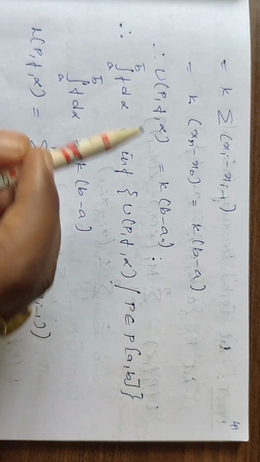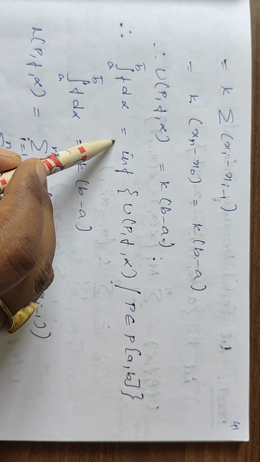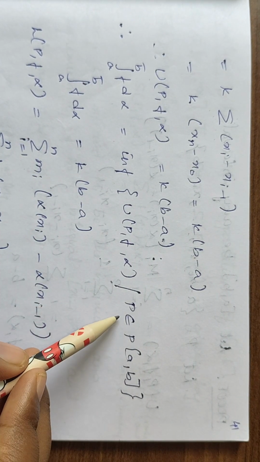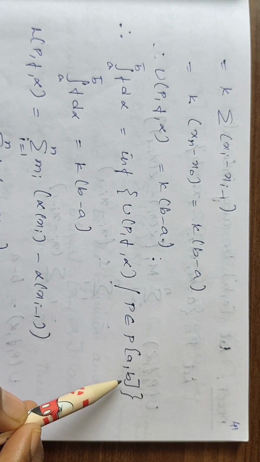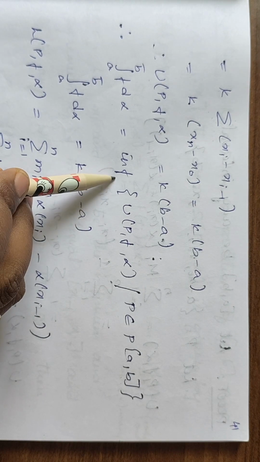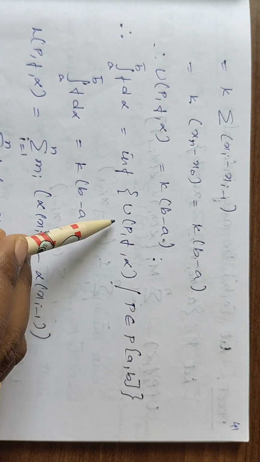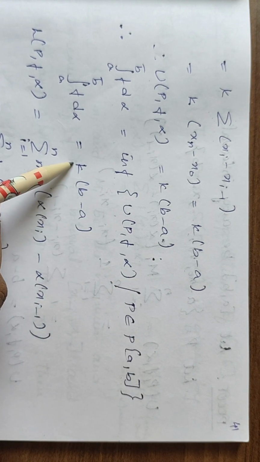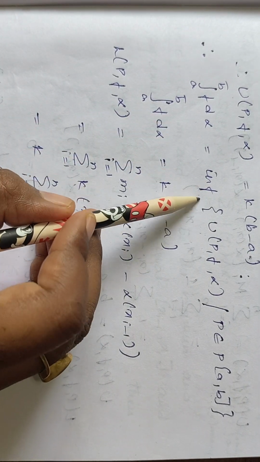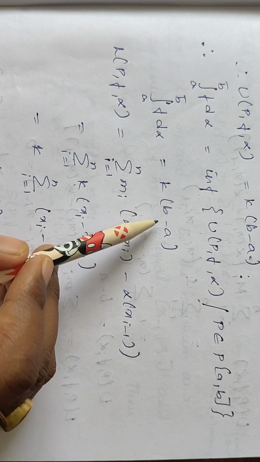And what about this upper Riemann integral? So that according to the definition is equal to infimum of U(P, f, alpha), where P is any partition of closed interval [a, b]. And here, infimum of U(P, f, alpha), see here any U you take here, it is nothing but k into (b minus a). So the upper Riemann integral, which is equal to infimum of U(P, f, alpha), is equal to k into (b minus a).